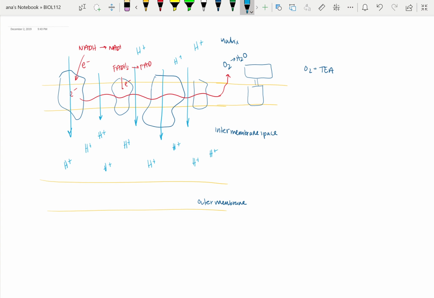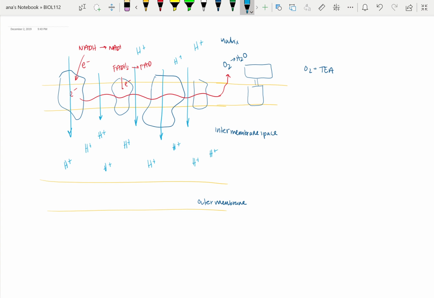So the main idea is that because we've established such a strong gradient, these protons really, really want to flow back across. They want to flow from the intermembrane space back to the matrix. Obviously, they can't, right? We've actively pumped them across. There's no easy path for them to go back. But if we gave them a channel or a path back, then they would very quickly flow back. And that's really what ATP synthase is. ATP synthase is a path for them to flow back into the matrix.